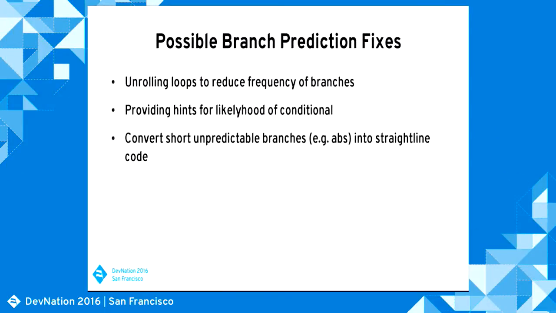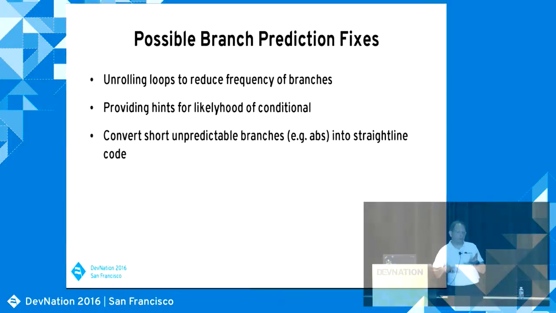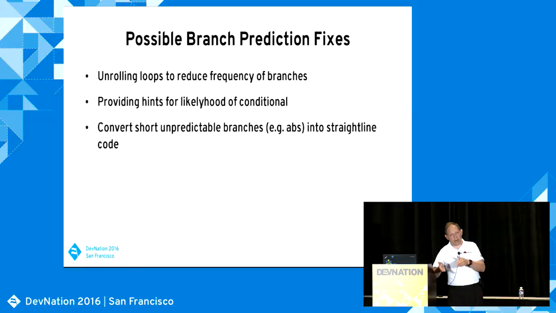So things that can be done. The loop unrolling, that'll help with this because you have fewer branches. The hints, to say likelihood of the conditional can help too. So for example, if you have error handling code, you could mark that as this is unlikely to be used. And then that will help the compiler do the right thing in terms of code generation.